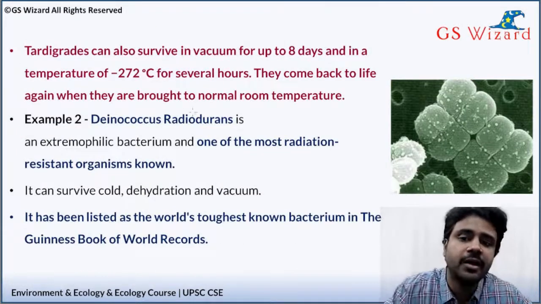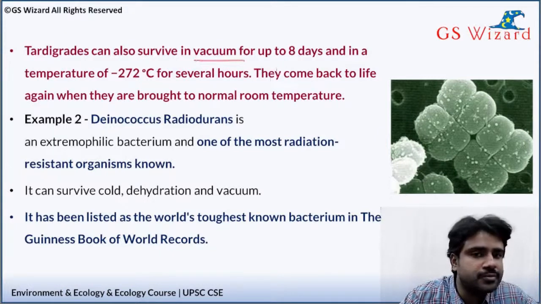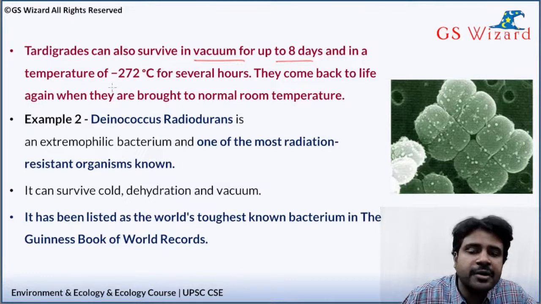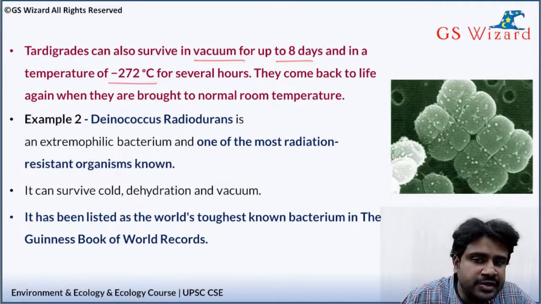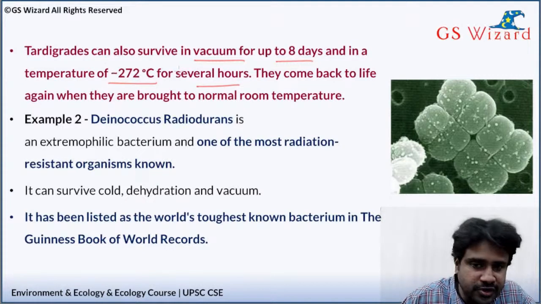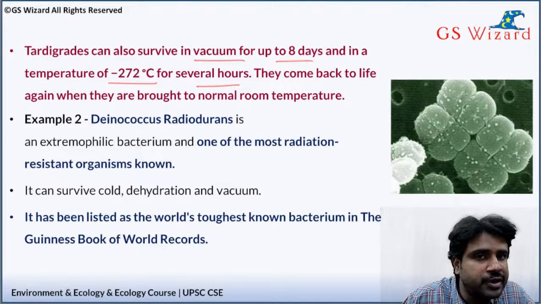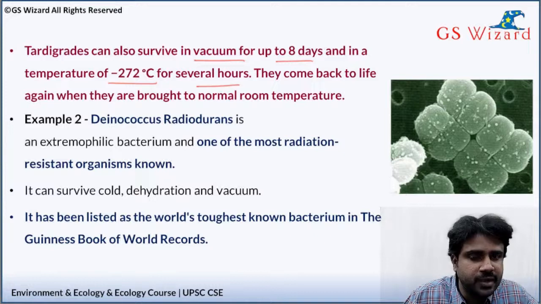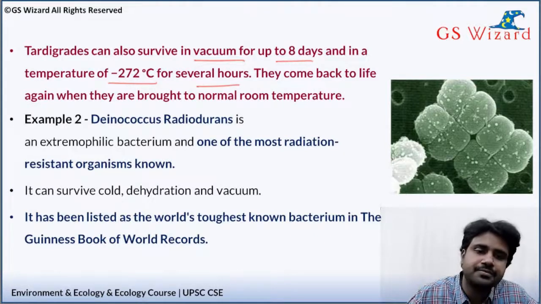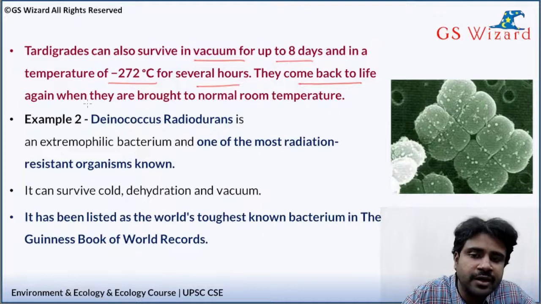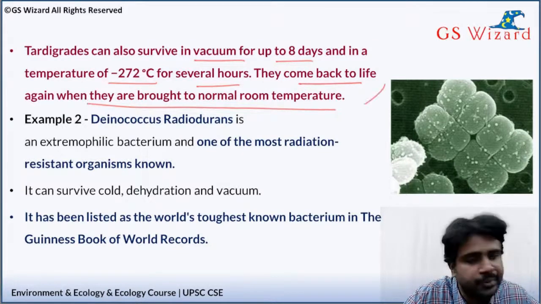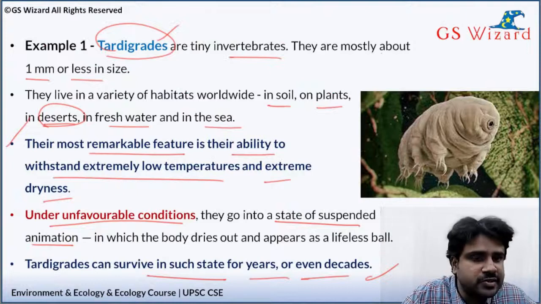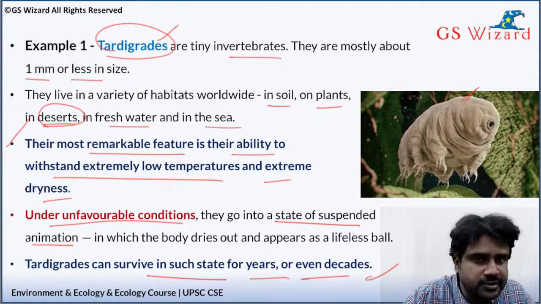Now, look at this. Tardigrades can also survive in vacuum for up to 8 days. Vacuum means there's no air at all. And in a temperature of minus 272 degrees Celsius for several hours. Just look at this. Minus 272 degrees Celsius. Extremely low temperature. Tardigrades can survive there for many hours. And they come back to life again when they are brought to normal room temperature. So that is about tardigrades. These are very, very tough. So tardigrades are one of the best examples of extremophiles.